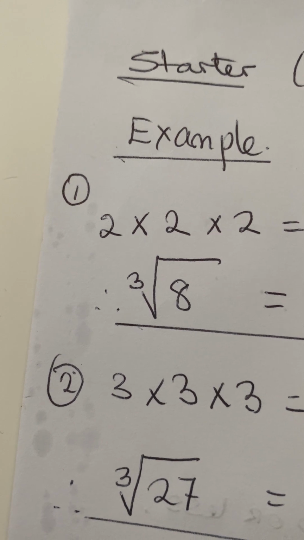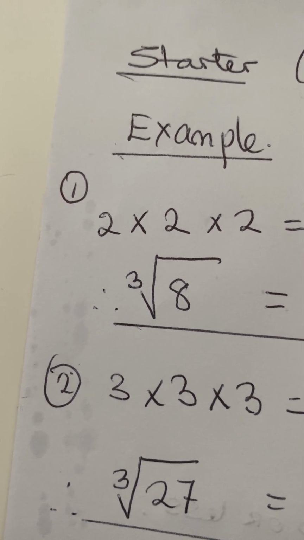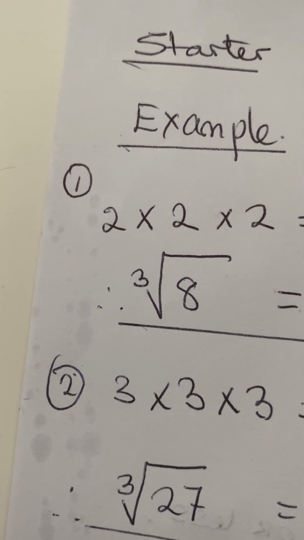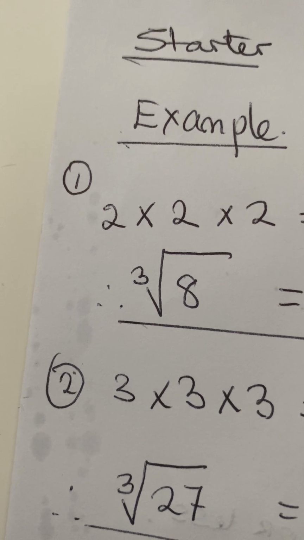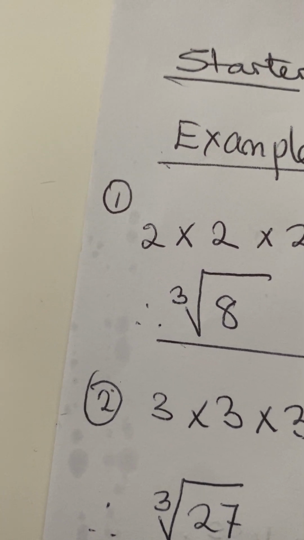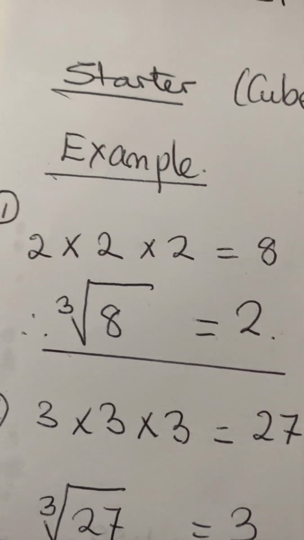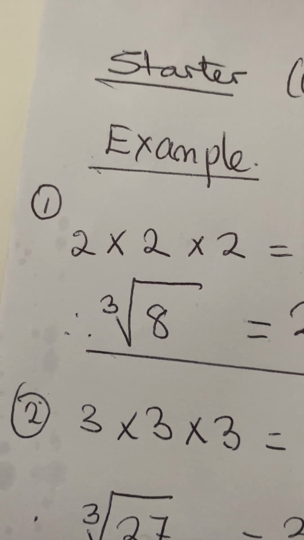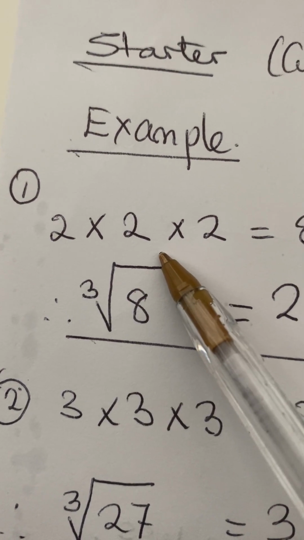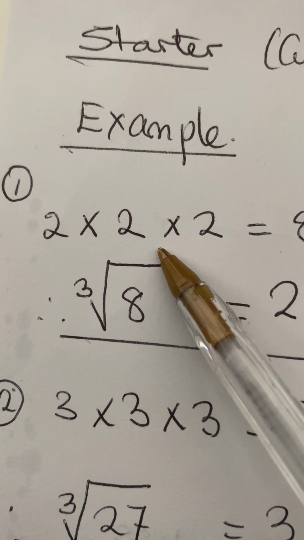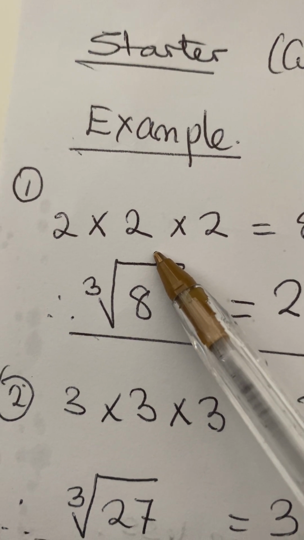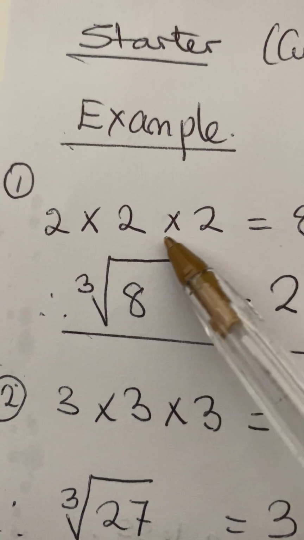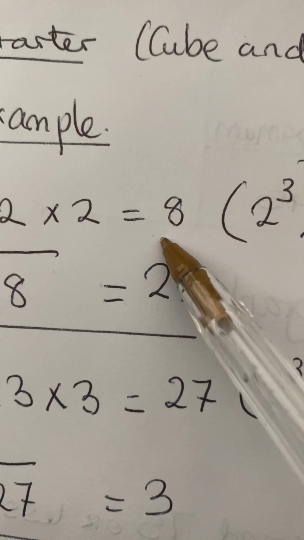We use square roots a lot in maths, but at times your knowledge of cube roots can help you solve questions faster. So I'm just going to do a starter and a warm-up on cube roots. If you have 2 times 2, it's 4, so we know that the square root of 4 is 2. But if you add a third 2, 2 times 2 times 2 becomes 8.